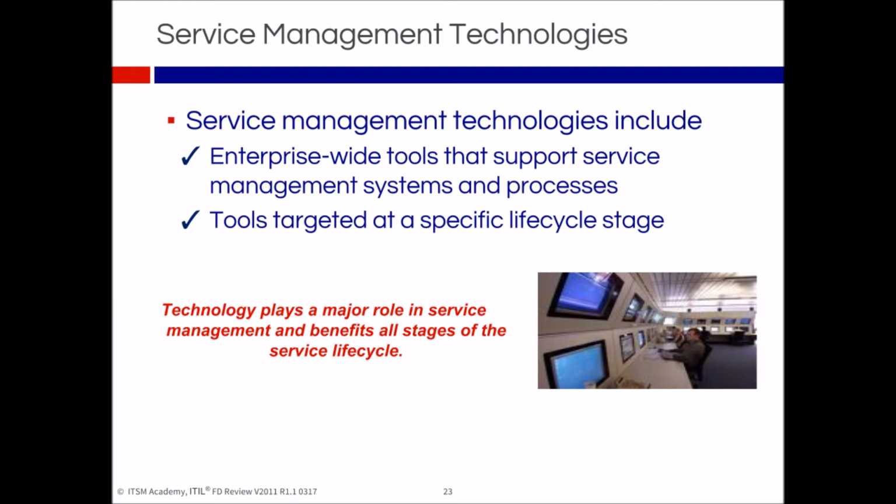It really can support every stage of the life cycle. There are technologies that enable you to integrate multiple service management processes. They're very often referred to as product suites or enterprise suites. There are also tools that are targeted at very specific life cycle stages. So service transition, for example, you've got deployment technologies, or you've got discovery technologies that enable you to populate your configuration management databases. So it really can benefit every stage of the life cycle, every process.